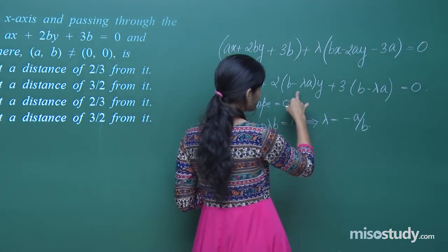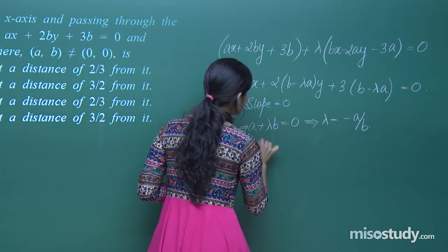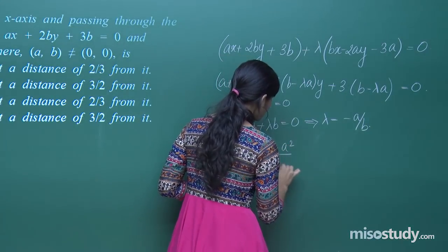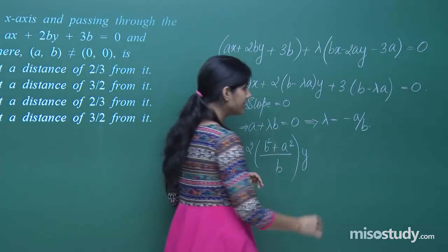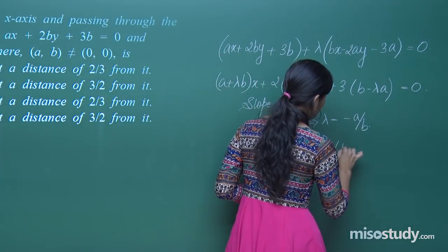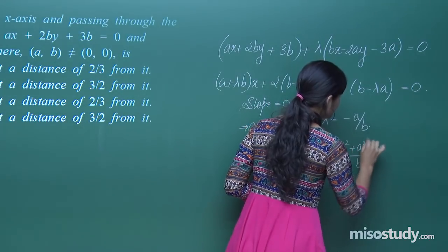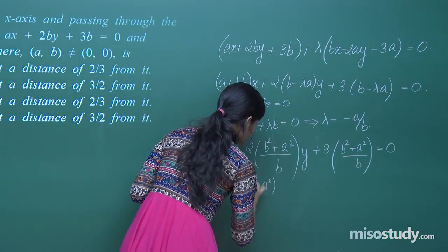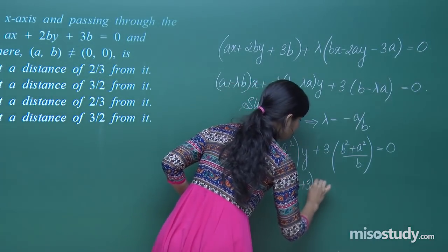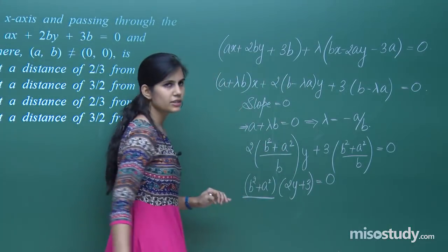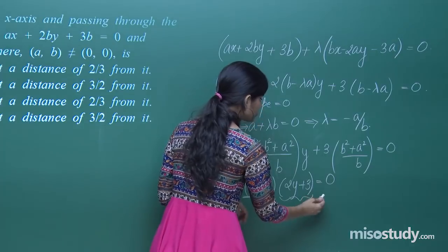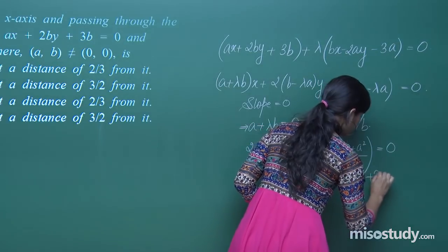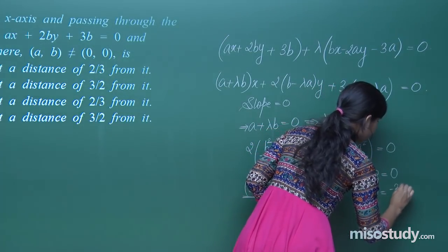If you plug lambda back in here, what you get is minus a by b, b cancels, this is 0. Here if you put minus a by b, what you get is minus a, so this gives you plus a square by b, so this is what you get. Fine. After that you have 3, again b square plus a square by b equals 0, which eventually gives you what? B square plus a square multiplied by 2y plus 3 equals 0. Clearly this can never be 0, it's a non-negative expression. So this has to be 0 to give the product to be equal to 0. If 2y plus 3 is 0, so y will be minus 3 by 2.